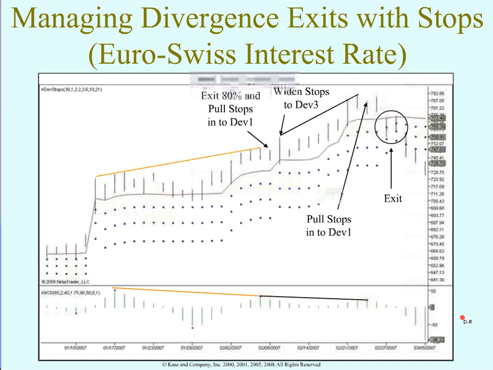Okay, so we're going to go through an example here. I'm not showing entries. The Kase StatWare package does include an entry system. But what we have on the chart here are two of the core indicators. We have the KaseCD, which is this momentum indicator on the bottom of the chart, as well as the DevStops, which is the risk management system.